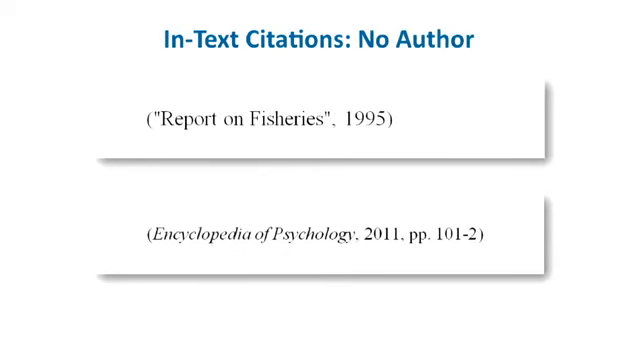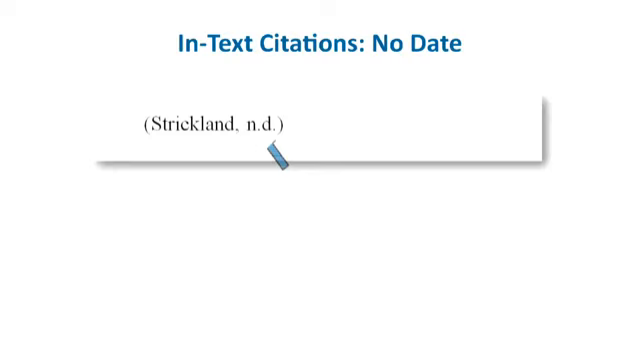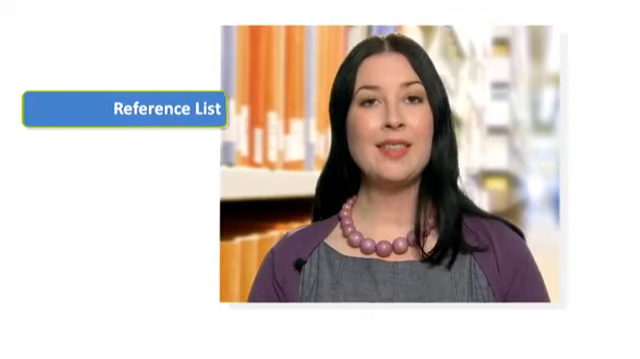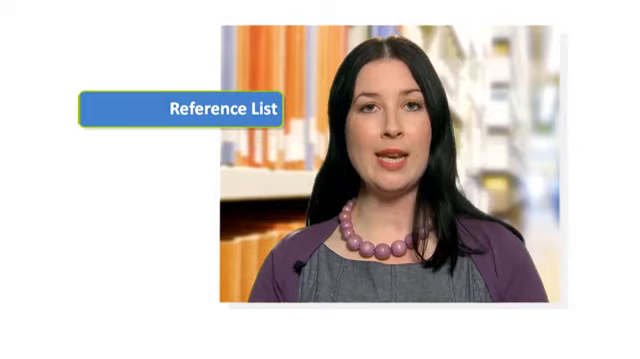If you don't have an author, use the first few words of the title instead. Use quotation marks around the titles of articles, book chapters, or web pages. Italicize the titles of journals, newspapers, books, or entire websites. If the date cannot be determined, use the abbreviation n.d. for no date.